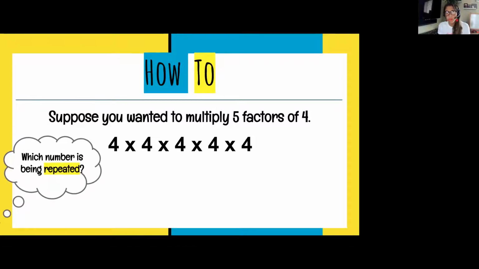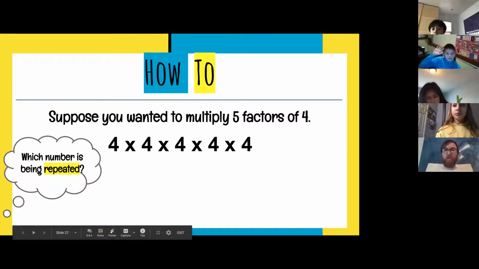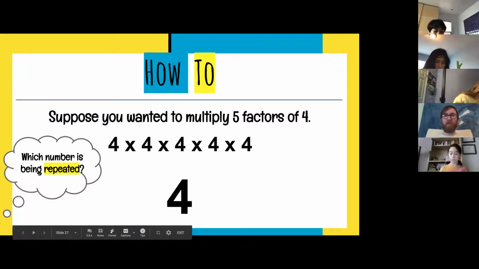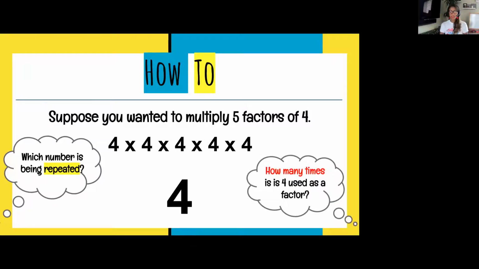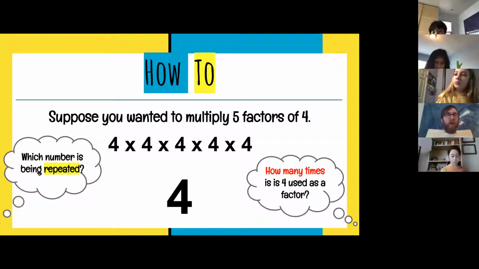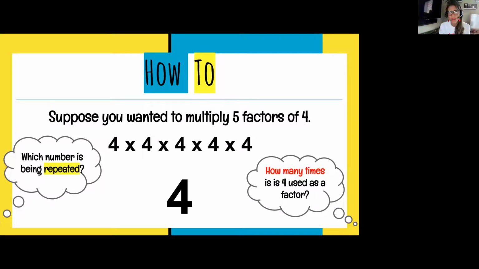Which number is being repeated? Jaden? Number 4. The 4 is being repeated, correct? So let's write that down. And how many times is 4 being used as a factor? Because 4 is the only factor here. Do you see any other factors? No, it's just 4 and 4 and 4 and 4 and 4, right? How many times are we writing that 4 over and over again? 5. Kai's got it up. Yes, we're writing it 5 times.